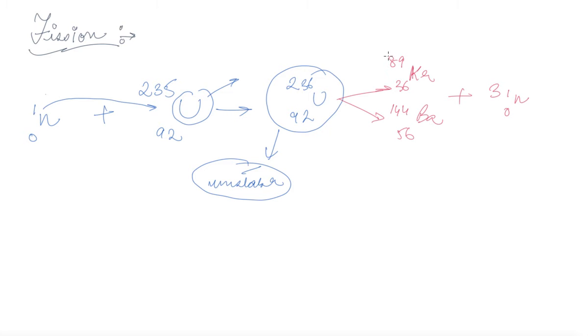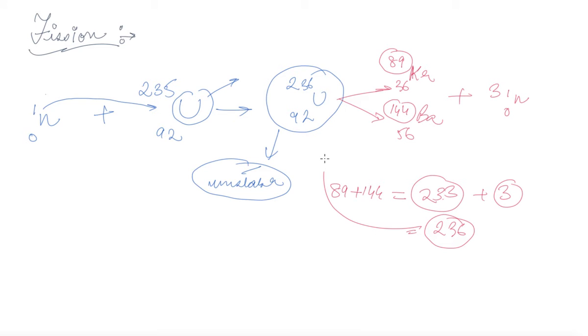If you take the sum, 89 plus 144 gives you 233. Plus another 3 neutrons, 233 plus 3 is equal to 236, which is this. So in a way we know that there is no loss of matter.